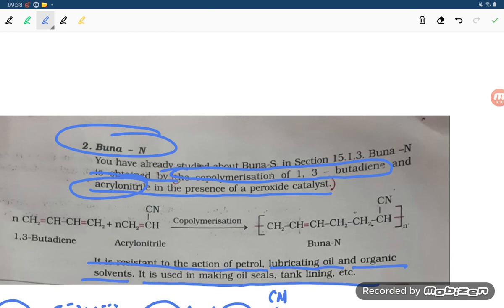Vulcanization of rubber is also there, students. Vulcanization of rubber means what? If you are adding sulfur to it and heating, it gives the vulcanization of rubber.